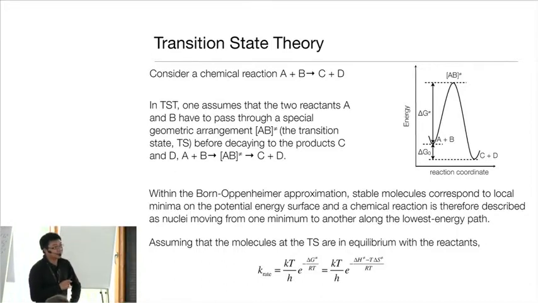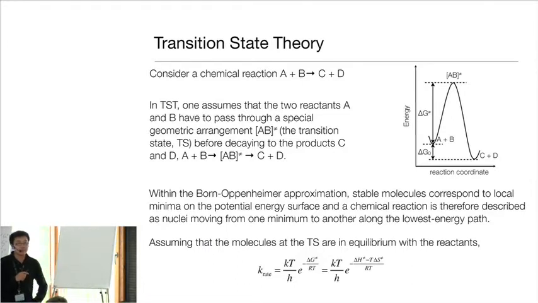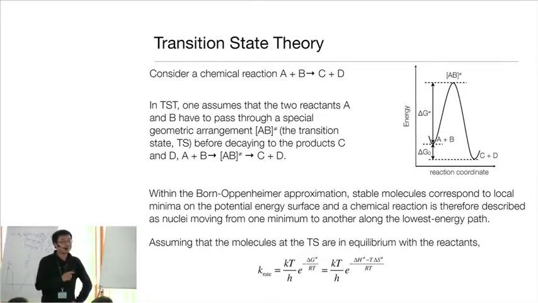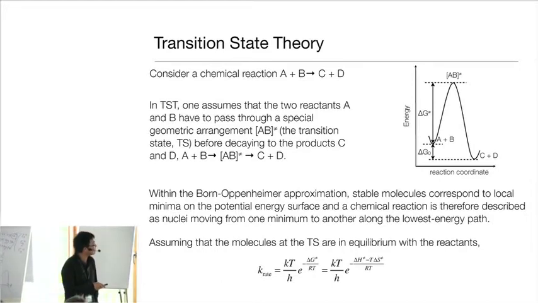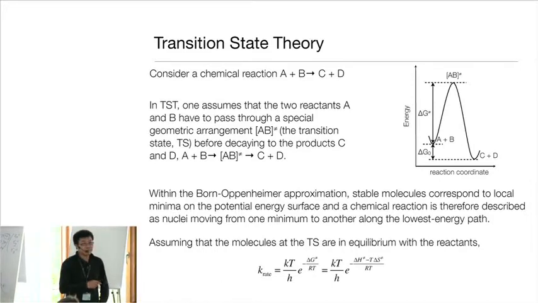Our starting point is still the transition state theory. In the transition state theory, one assumes that the reactants A and B pass through a specific geometric arrangement, the so-called transition state, before decaying to the products C and D. This is a simple picture.